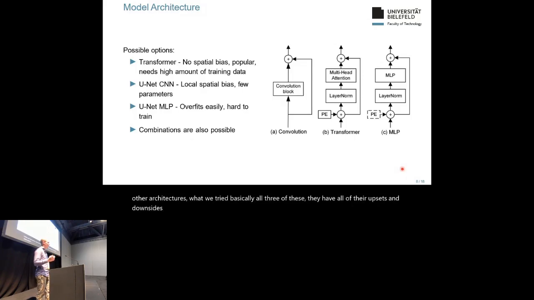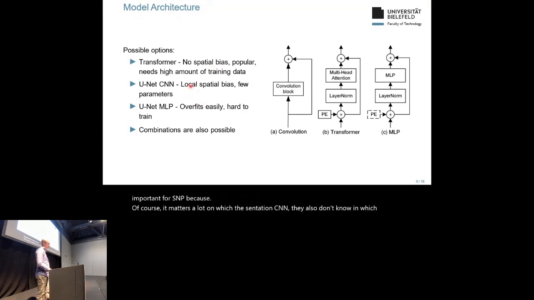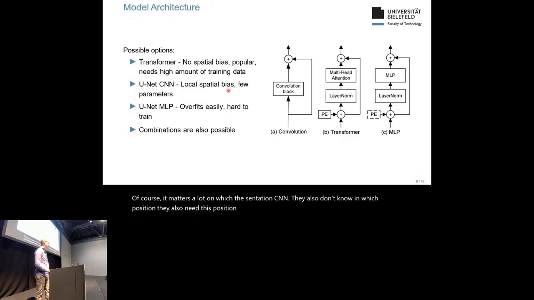Transformers, of course, are all the rage right now. They don't have any spatial bias, which is kind of nice, but which also means they need a lot of training data. Also, you have to tell them which position they are at, which is very important with SNPs, because of course it matters a lot at which position in the genome you have this mutation. CNNs also don't know which position they are at, so they also need positional encoding, but they have a local spatial bias, which is quite nice and reduces the parameter count a lot. And the MLP has a lot of parameters, but that also means it overfits a lot. But it's quite nice because it considers the general structure. We'll go into what we chose later.